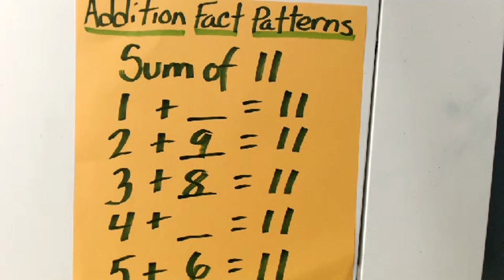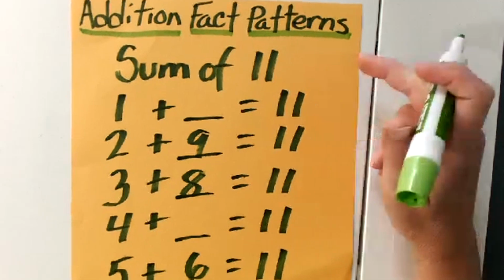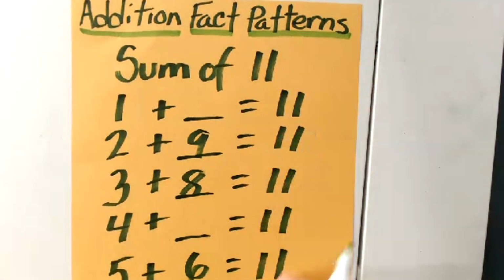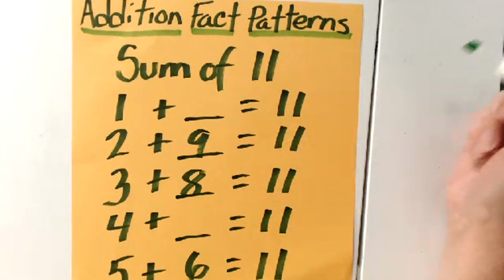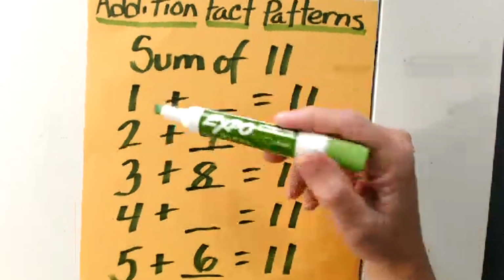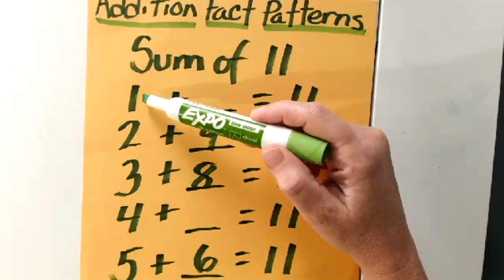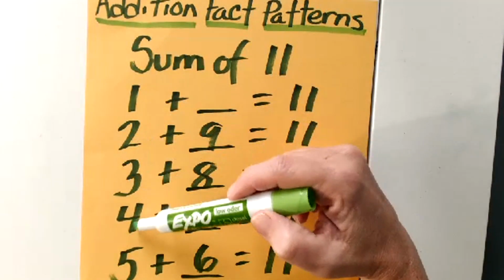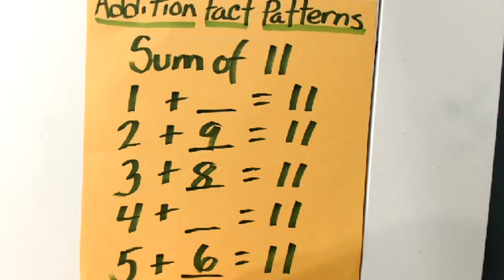All right, friends, so I made a chart for sums of 11. So let's look at these patterns here. So every equation has a sum of 11. Now, if you notice here, on this side here, these numbers go up, so they increase. These numbers increase.